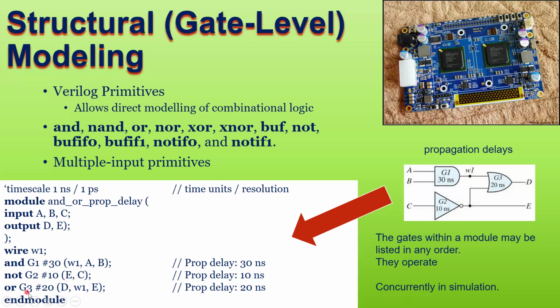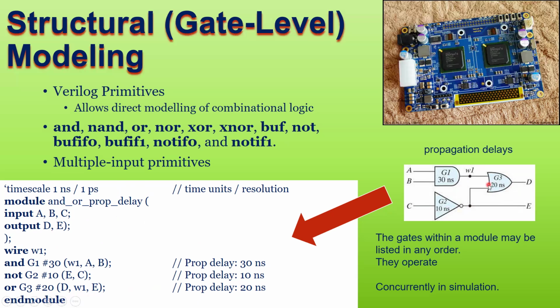And finally, OR gate G3, 20 nanosecond delay, D is the output, and W1 and E are the inputs to this OR gate. So the propagation delays are mentioned. Finally, endmodule. So this is how you write the Verilog code using gate level modeling to describe your hardware.